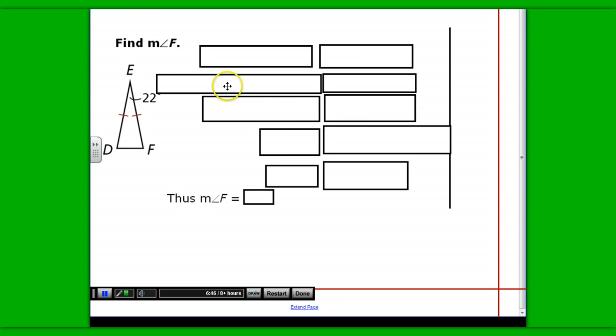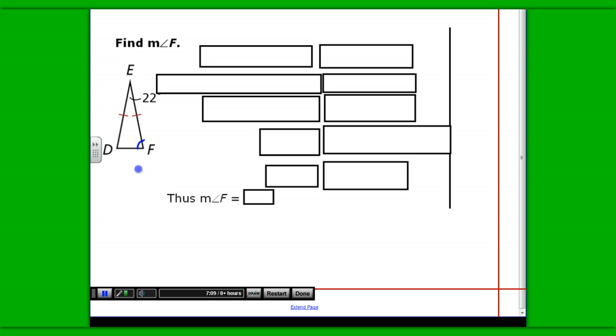So more common questions for you will be given a diagram. So we're asked here to find the measure of angle F, down here. Okay, so let's take a look at what we're given. We're trying to find this, and it looks like we're given that this triangle is isosceles, right?